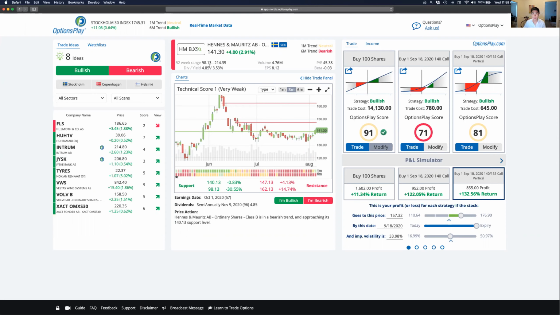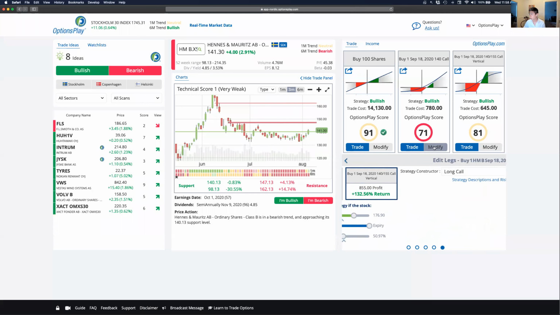So if I type in H&M, I can select either I'm bullish and look at 3 bullish strategies, or I can select I'm bearish and select 3 bearish strategies. Now, H&M certainly has been in a downtrend, but recently looks like it was starting to break up to the upside, started to break above some resistance levels. So maybe you think H&M is starting to turn around. You think H&M can maybe move to the upside.